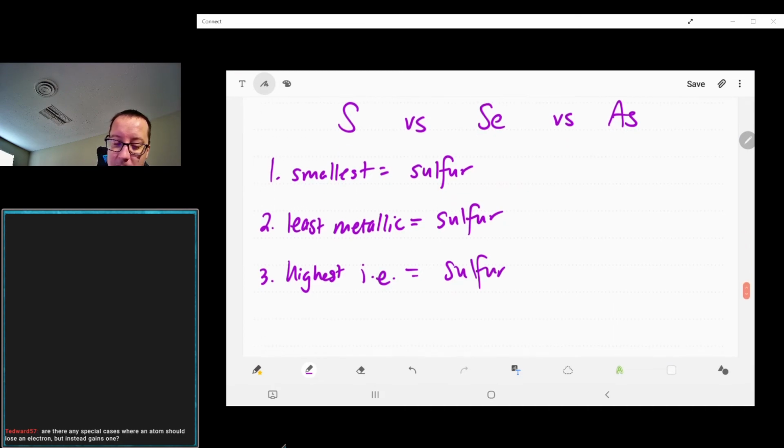And let me add another one so we can actually have a different answer for once. If we look at the lowest ionization energy, that one's going to be arsenic, because it's going to be the furthest down and to the left. All right, so this is kind of stuff that you would be asked.